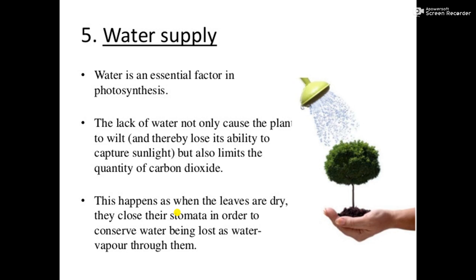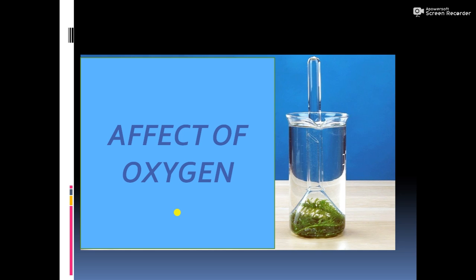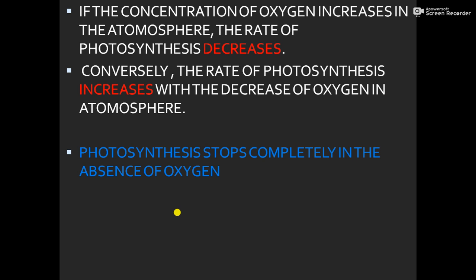This happens as when the leaves are dry, they close their stomata in order to conserve the water being lost as water vapor through them. Then the effect of oxygen. This is also an important external factor of photosynthesis. If the concentration of oxygen increases in the atmosphere, the rate of photosynthesis decreases. Conversely, the rate of photosynthesis increases with the decrease of oxygen in the atmosphere. But photosynthesis stops completely in the absence of oxygen.